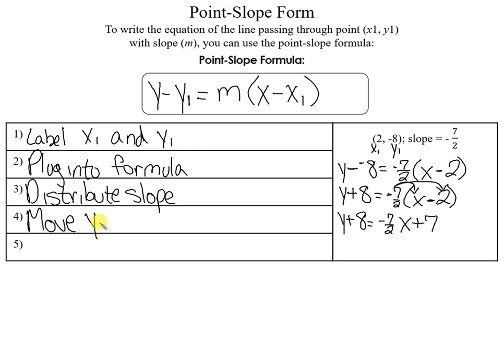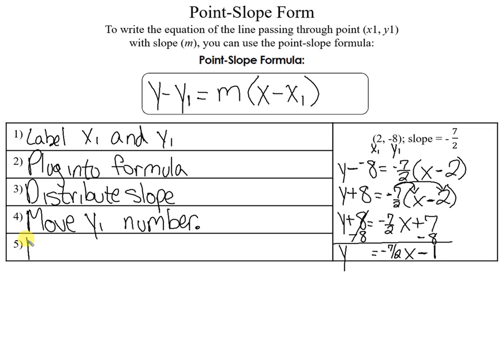Now we're going to move that y1 number. I need to move it to the other side of my equal sign. The opposite of +8 is -8. So I ended up with y equals -7/2x. 7 minus 8 is -1.